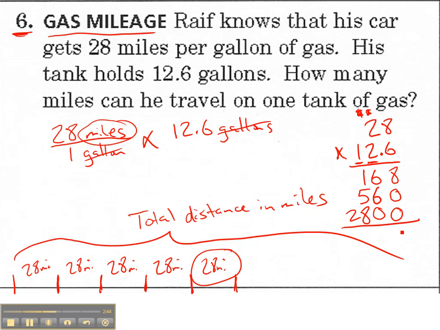Let's add that up. 8. 6 and 6 is 12. Carry the 1. 1 plus 1 is 2, plus 5 is 7, plus 8 is 15. Carry the 1, and 1 plus 2 is 3. So 3,528 is our answer.